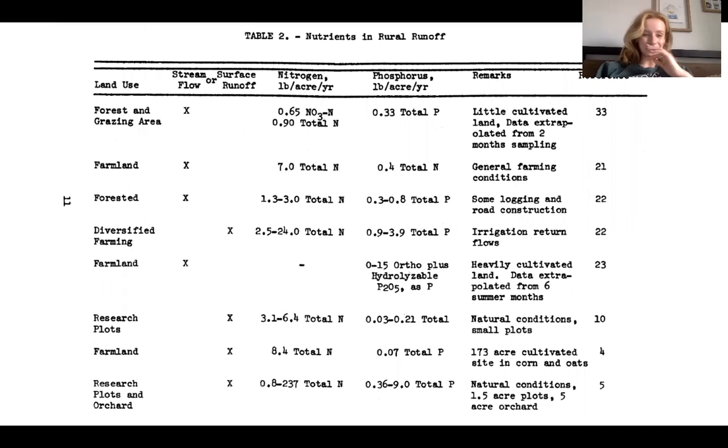Okay, there it is. So this is a table taken from the case study. It shows separate sites, so land use such as forest and grazing area, farmland, forested, diversified farming, research plots, orchards. And it tells you whether there's a stream flow or a surface runoff. And then it has the values for nitrogen and phosphorus and some little remarks. So you can see here that just like the farmland had pretty high total nitrogen, the research plots in the orchard had a very high total nitrogen. And you can just see the range of sites from there.